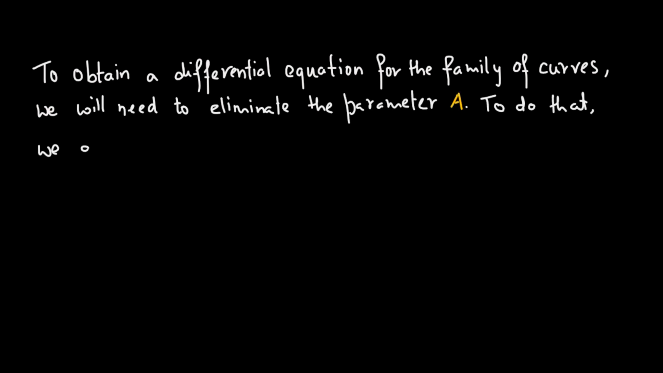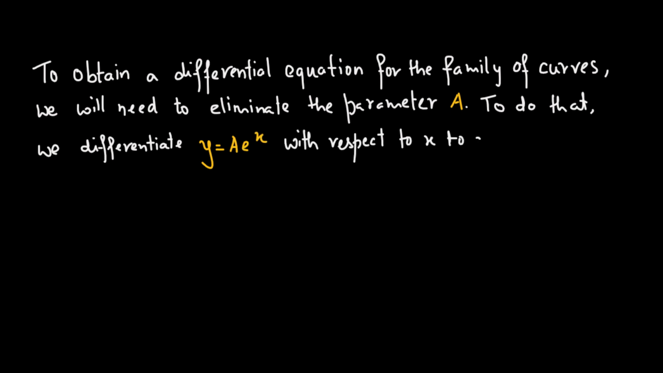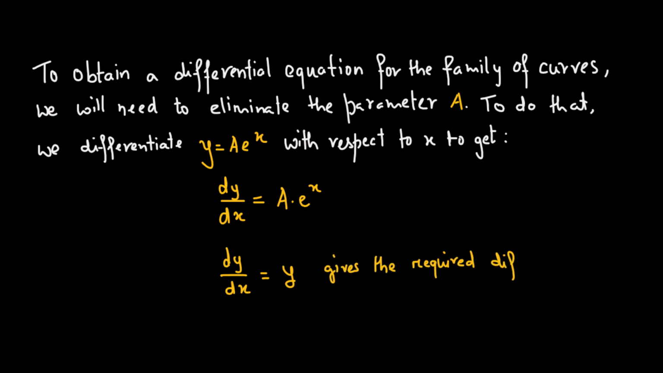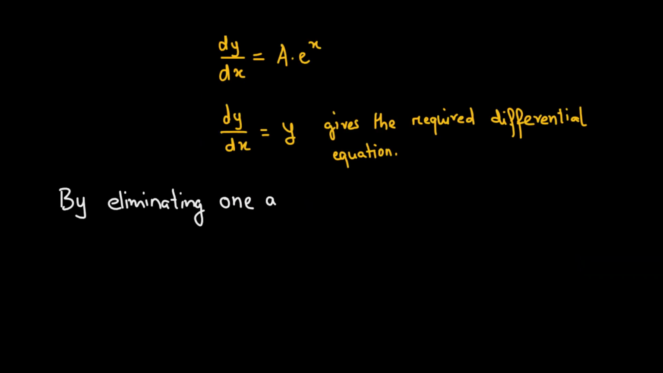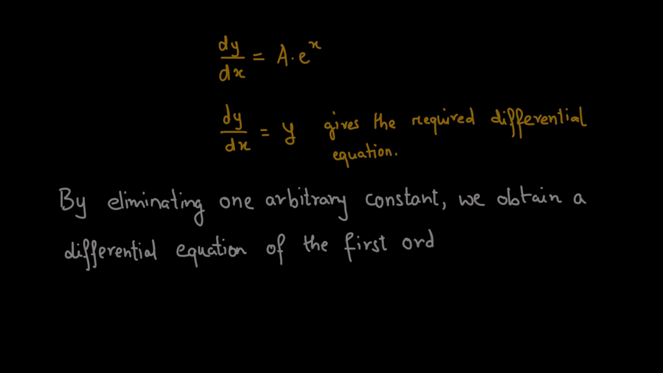To do that, we differentiate y equals a e raised to the power of x with respect to x to get dy over dx equals a times e raised to the power of x. Now we can replace a e raised to the power of x with y, such that we have the derivative of y with respect to x equals y, and this gives us the required differential equation. By eliminating one arbitrary constant, we obtain a differential equation of the first order.